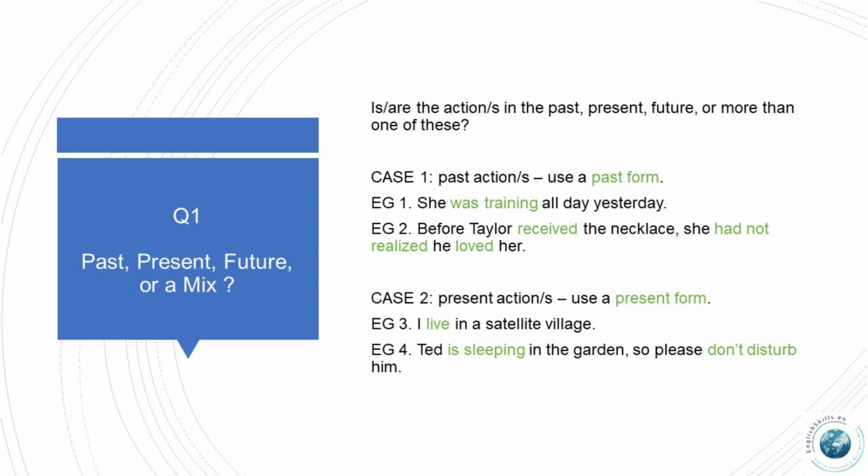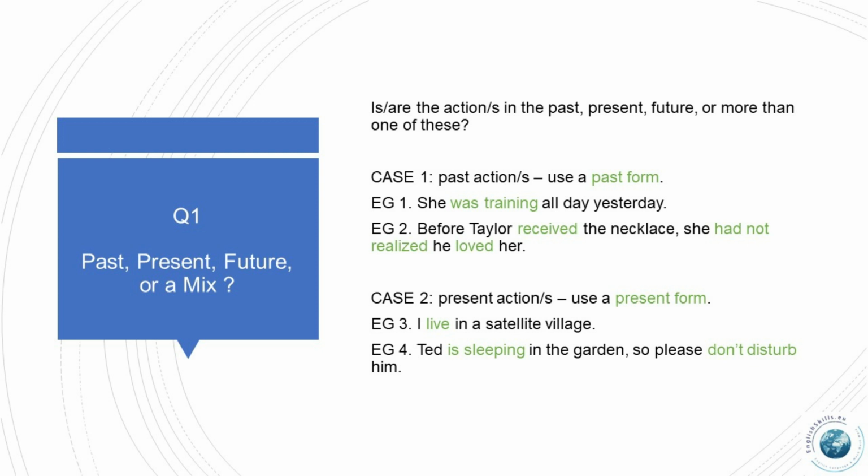Example number 2. Before Taylor received the necklace, she had not realized he loved her. So she had not realized he loved her. We're using there the past perfect plus the past simple. It's all in the past form. We'll go into these in more detail separately. Case 2. Present action or actions use a present form. So case 1 was the past form. Case 2 is very simply the present form.